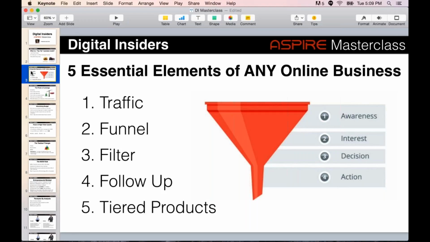That's why you have to be able to follow up with your leads and with your customers, to continue to build that relationship with them, continue offering them value, and continue building trust, so that eventually, later on down the road, you can sell some of your higher ticket items, which is why you have to have the 5th element, which is tiered products.